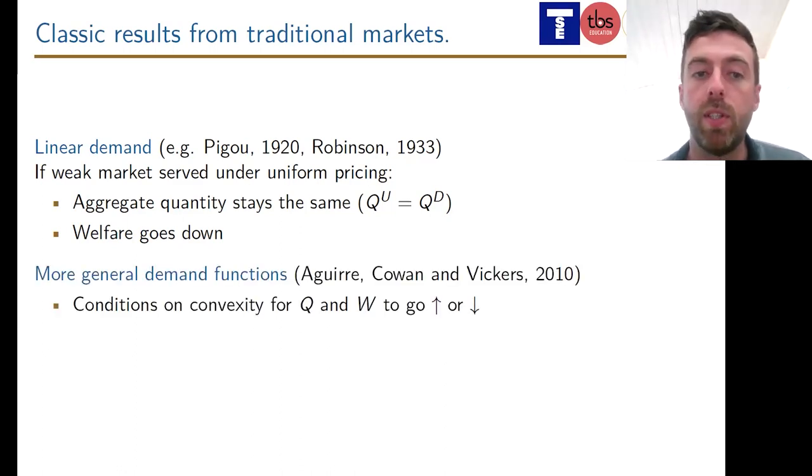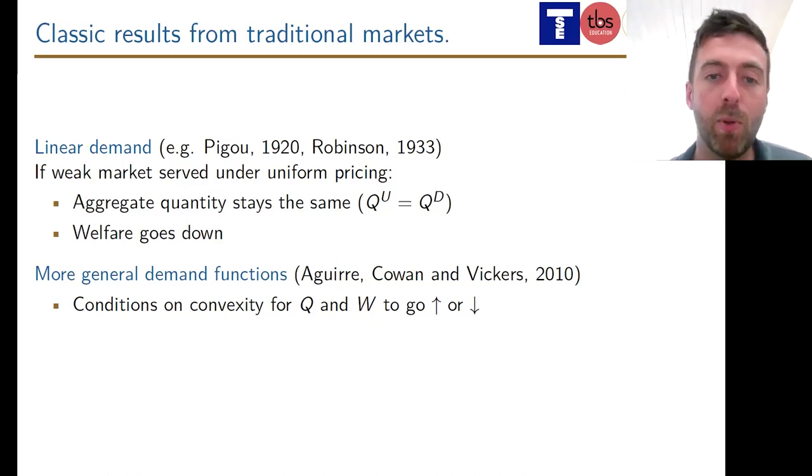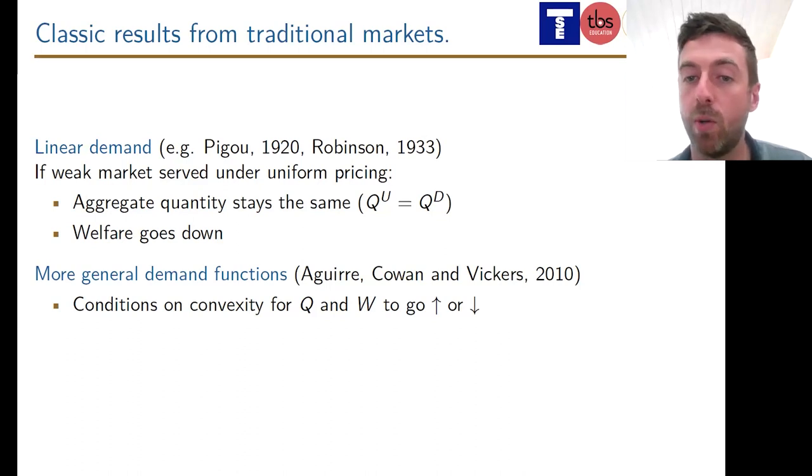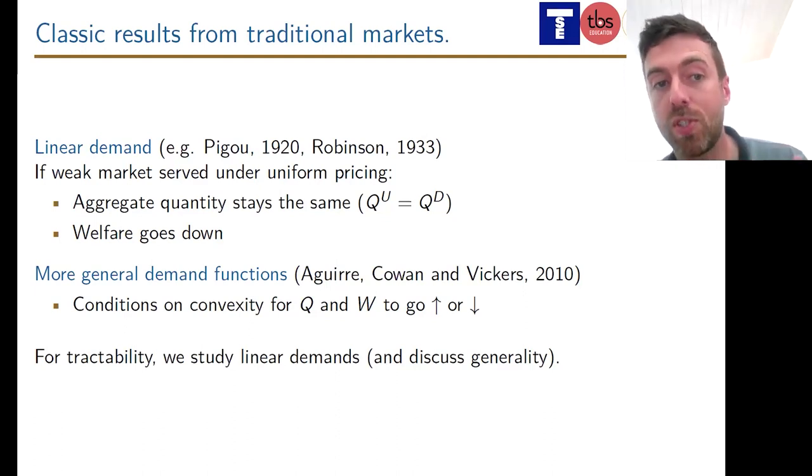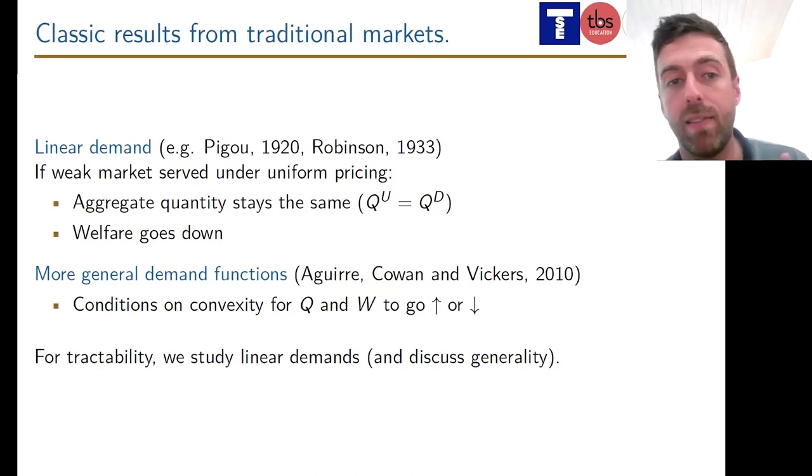Later on, this kind of work has been extended to more general demand functions. I think the latest, more general approach is by Aguirre, Cohen, and Vickers, who provide conditions on convexity of the demand for the quantity or the welfare to go up or down. For tractability, we're going to focus on the case with linear demand, because we add network effects, so it makes things quickly untractable. But I'm going to discuss, of course, the robustness to how general the results are, but this will be quite informal.